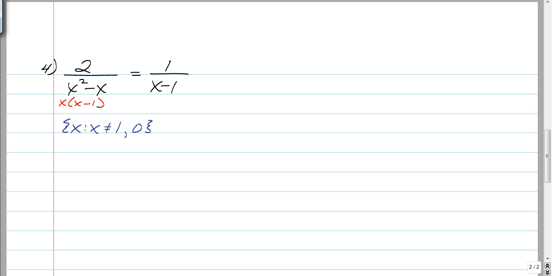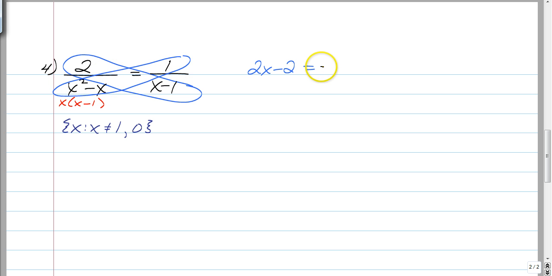But you do not need to get common denominators here because you only have 2 fractions. You can just use a good old-fashioned cross multiplying to solve this problem. So you would just cross multiply here. So we have 2 times x minus 1, and that's going to give us 2x minus 2 equals, and now we have x squared minus x times 1, which is just x squared minus x.